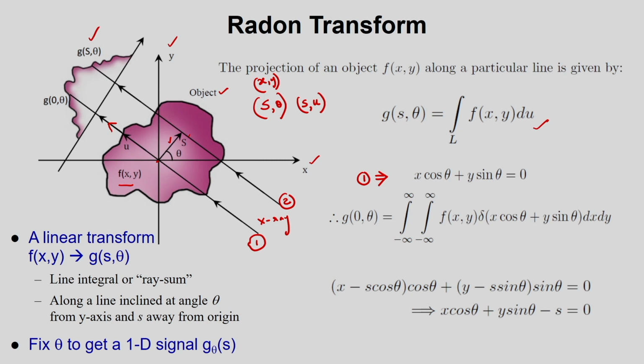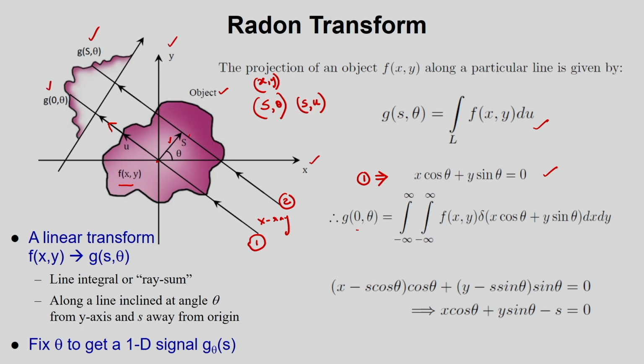Line number 2 is the line whose normal vector is in the theta direction and whose distance from the origin is s. So, corresponding to line number 1, the equation is x cos theta plus y sin theta is equal to 0, that is the equation of the line. And corresponding to this, the s value will be 0, and I have the theta value, because I am considering a particular theta. The projection is g 0 theta.